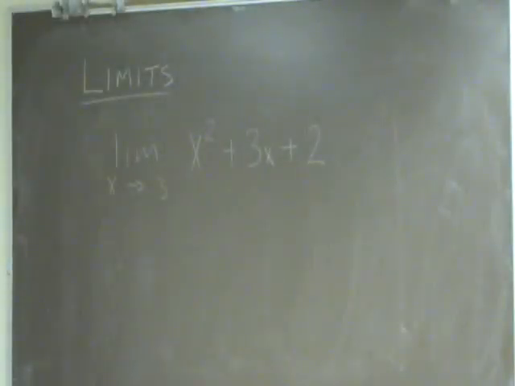Now that we explored the mechanics of limits, let's apply them to some real problems. Here is our first problem. It's a fairly simple problem because there's no discontinuity as x approaches 3. Because of this, we can plug 3 into the equation. So you get 3 squared plus 3 times 3 plus 2, which is equal to 20.